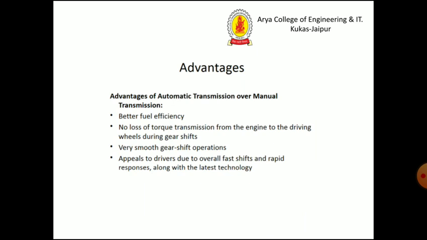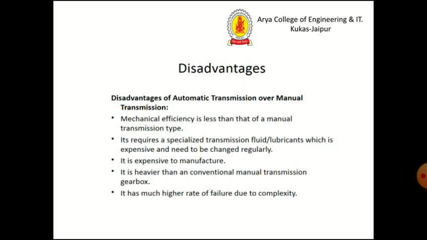There are several advantages of automatic transmissions over manual transmissions: better fuel economy, no loss of torque transmission from the engine to the driving wheels during gear shifts, very smooth gear shift operation, and it appeals to drivers due to fast shifts and rapid response along with the latest technologies. It also has several drawbacks, like mechanical efficiency is less than that of a manual transmission type.